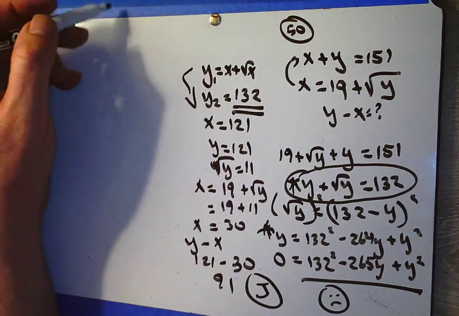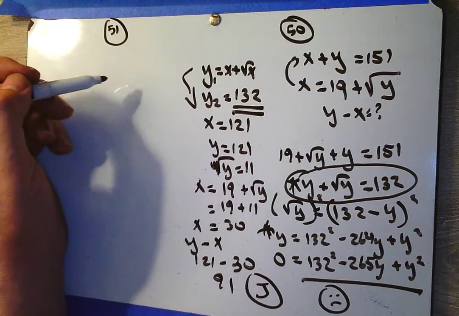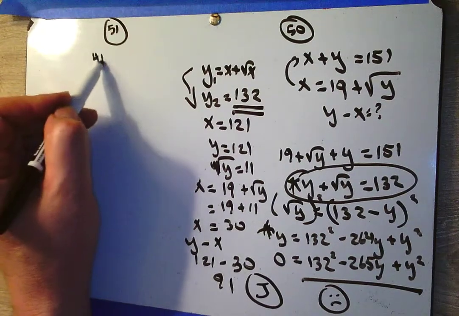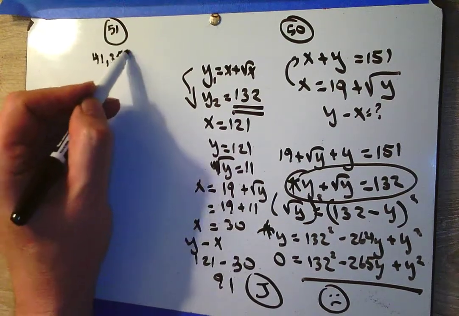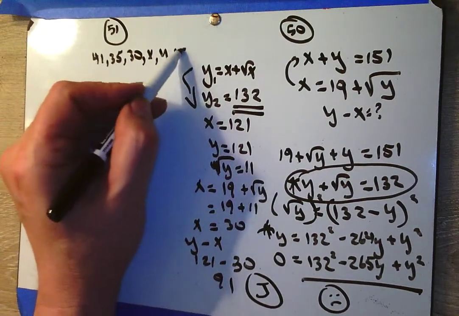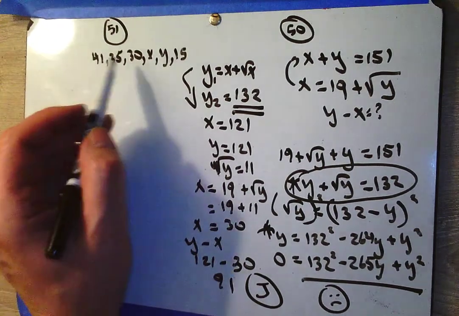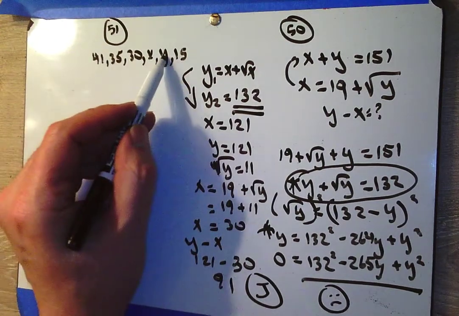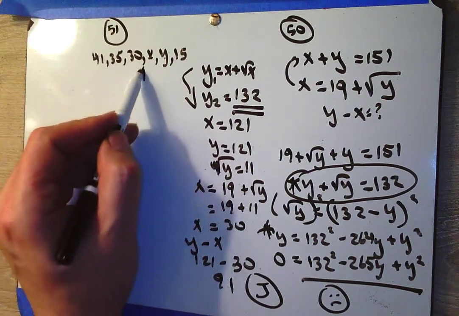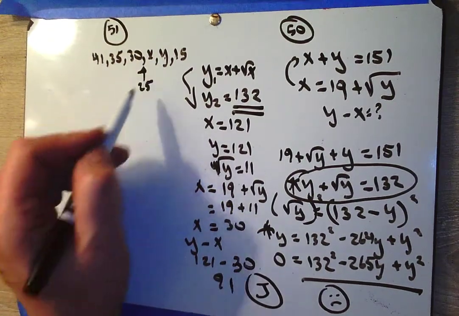Okay, 50. 51. 51 says you've got some numbers. The numbers are 41, 35, 30, x, y, and 15. Okay, it says the median is 25, so when we take these 1, 2, 3, 4, 5, 6 numbers and put them in a row, the number in the middle of those 6 numbers, so between x and 30, should be 25.